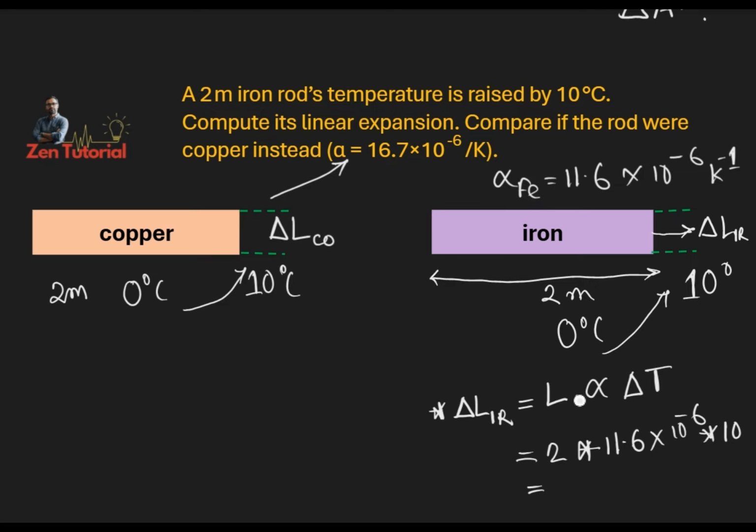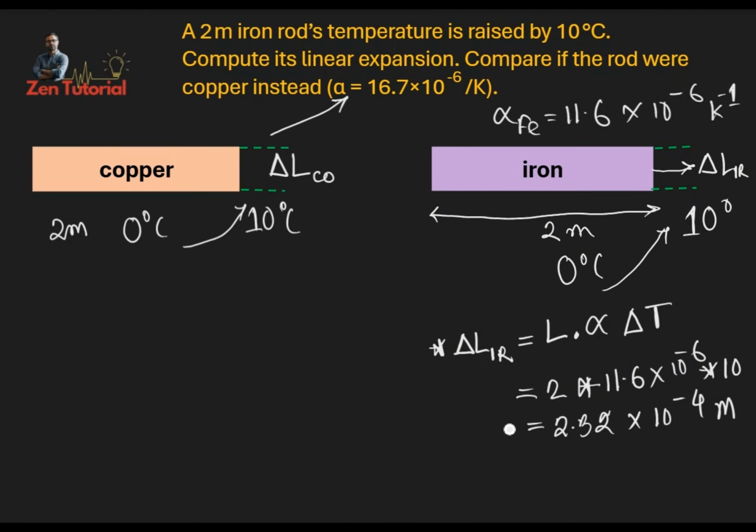So the final answer will be 2.32 times 10 to the power minus 4 meter, or we can convert into millimeter. So we could write down 0.232 millimeter. A very tiny amount of length will expand. Anyways, now it's time for copper.